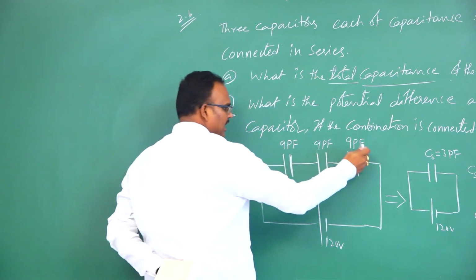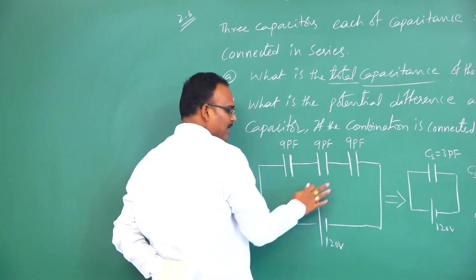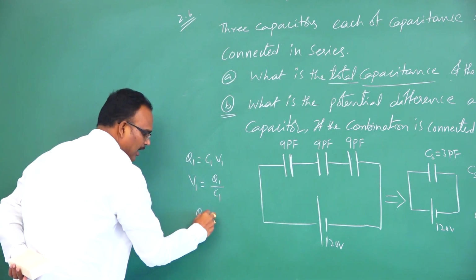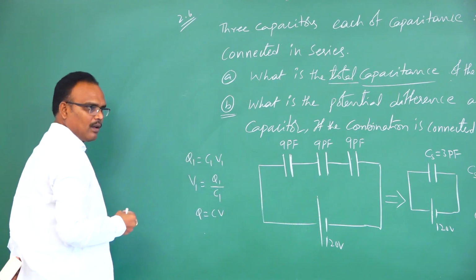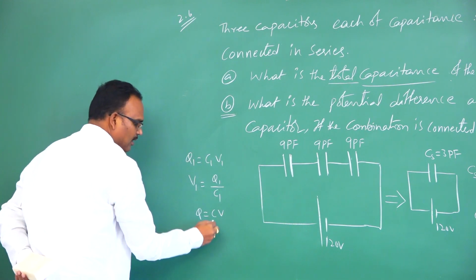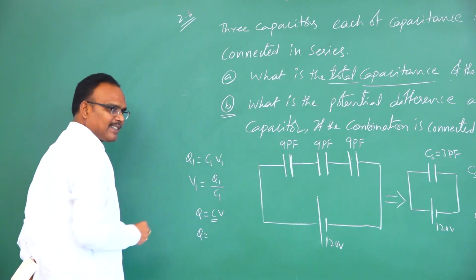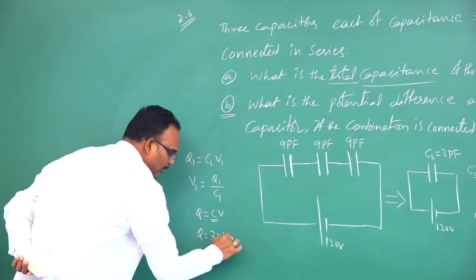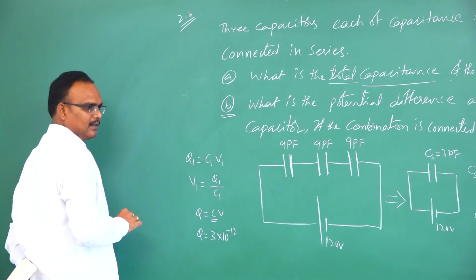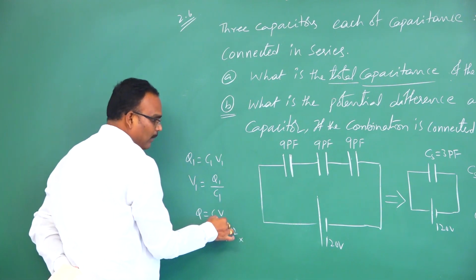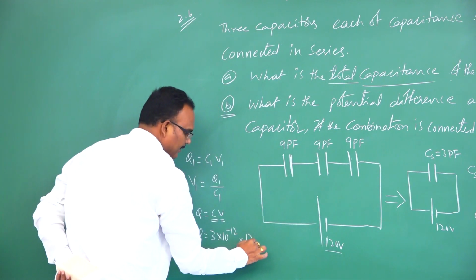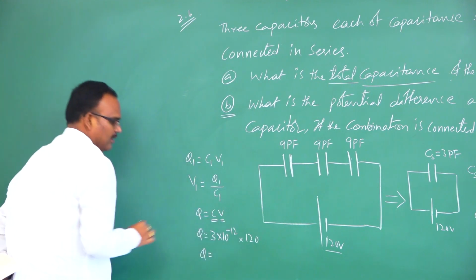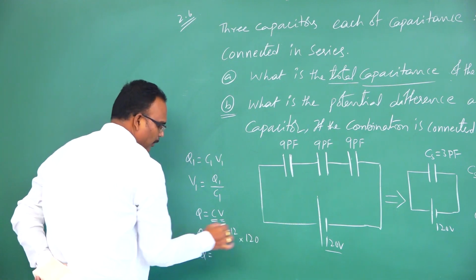See, in series combination, charge on each capacitor is same as the total charge. So that's why I'll calculate charge by using the formula Q is equal to CV. Q is total charge. So that means for C, I should take total capacitance. Total capacitance is 3 picofarad. That is 3 into 10 to the power of minus 12 into V, the total potential, that is 120 volt. That means total charge is 120 into 3.